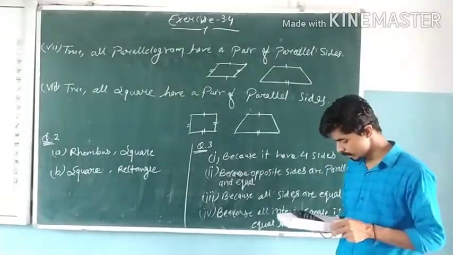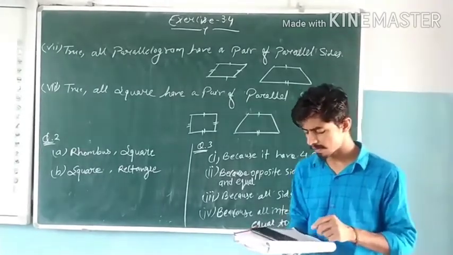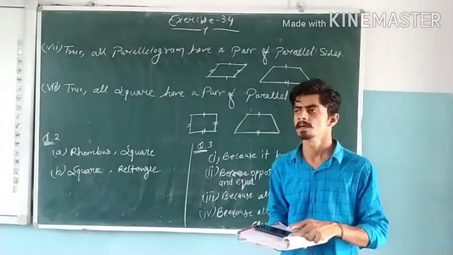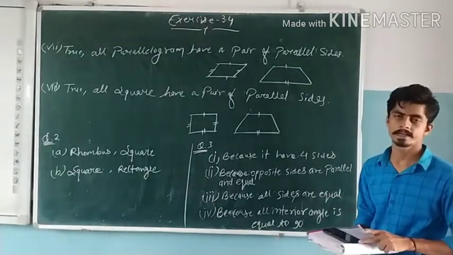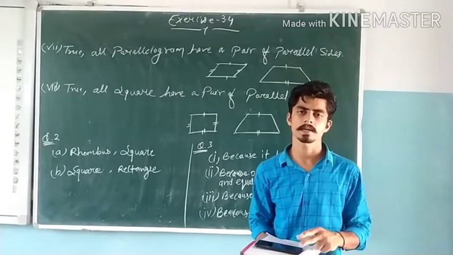Question number 4, how a square is called a rectangle. Now we have to tell how a square is a rectangle, because all the interior angles are equal to 90 degrees. In a square and in a rectangle also all the angles are equal to 90 degrees.